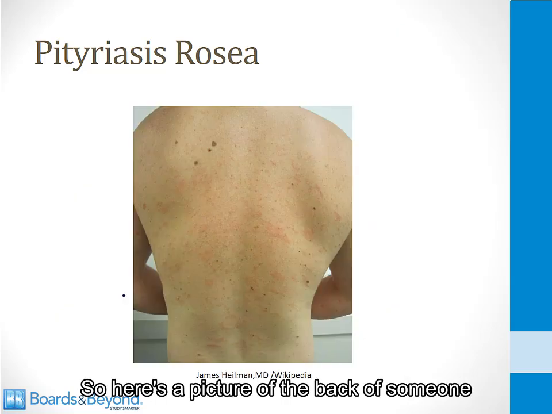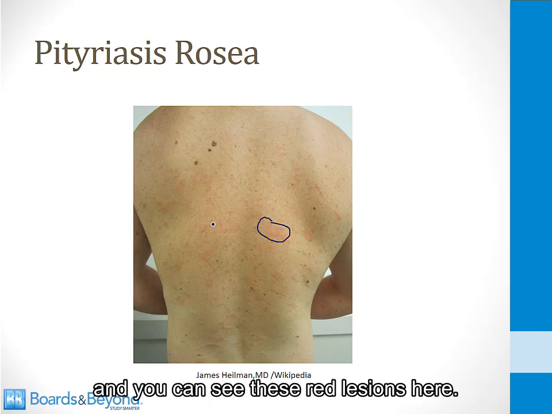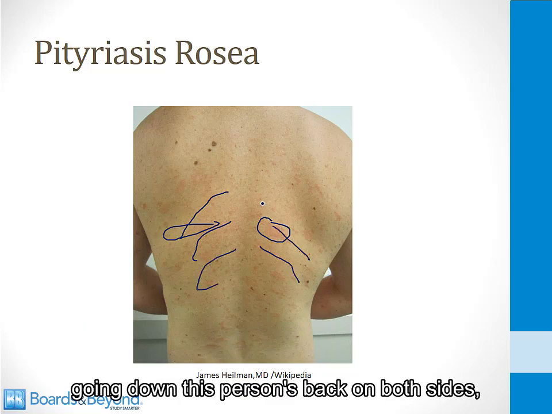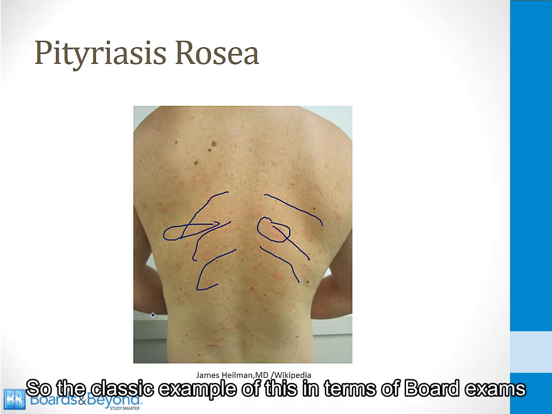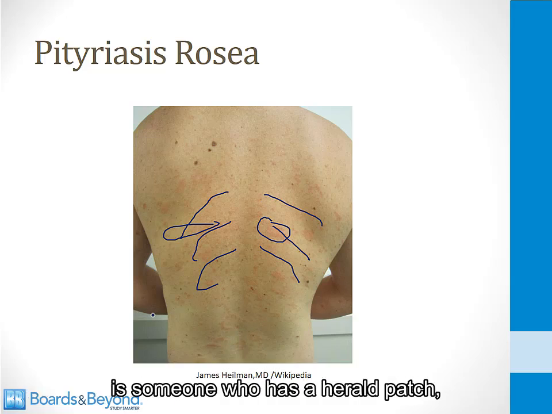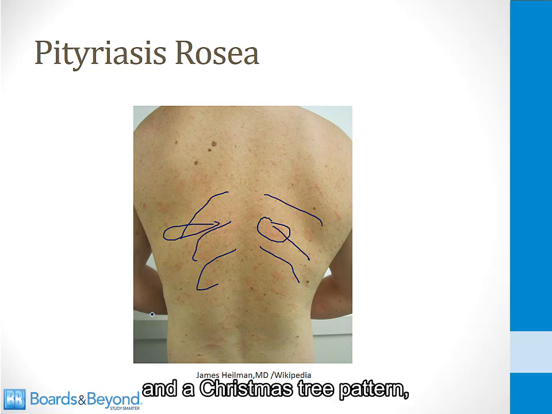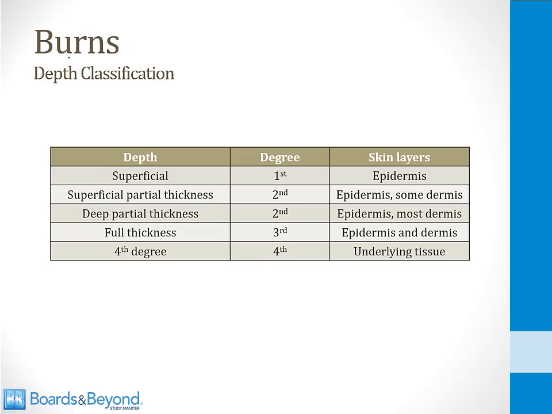So here's a picture of the back of someone with pityriasis rosea, and you can see these red lesions here, and they tend to follow lines like this going down this person's back on both sides, and so people think this reminds them of a Christmas tree. So the classic example of this in terms of board exams is someone who has a herald patch followed by multiple lesions on their back or trunk in a Christmas tree pattern. It's self-limited and usually resolves in a few months without treatment.